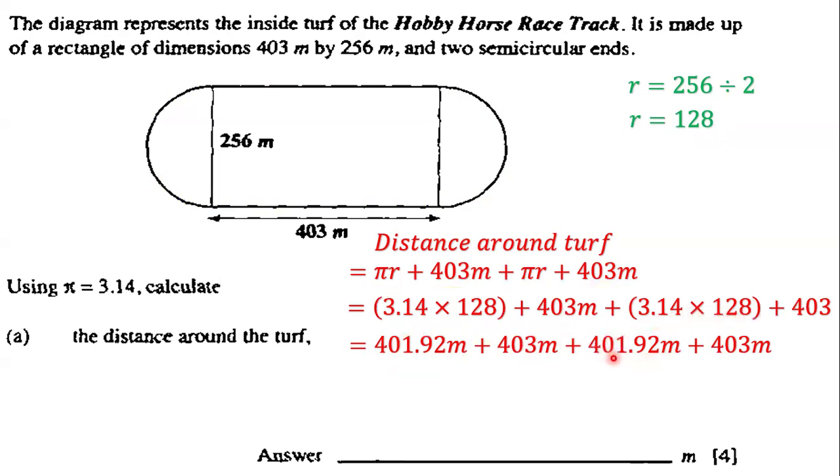That gives us 401.92 meters plus 403 meters. Now we have to add this, and when we add them all together, we get 1,609.84 meters. And so the distance around the turf is 1,609.84 meters, and that's the answer, which is basically the circumference of the turf.